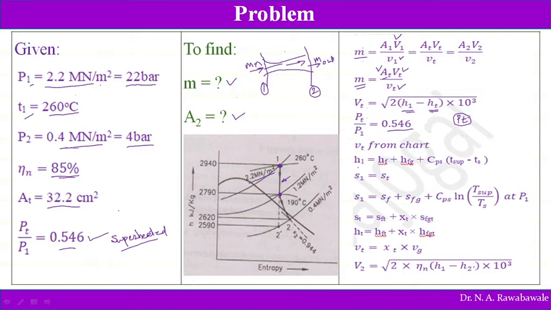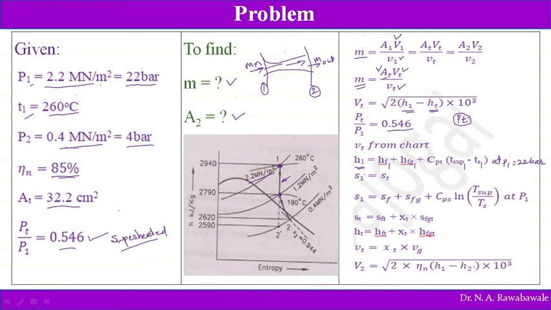So enthalpy at inlet can be obtained. The condition of steam we know, it is superheated steam. To find out enthalpy of superheated steam, we can use this formula: H1 is equal to HF1 plus HFG1 plus CPS into (T sup 1 minus T saturation 1). This data has to be taken at pressure P1 is equal to 22 bar.